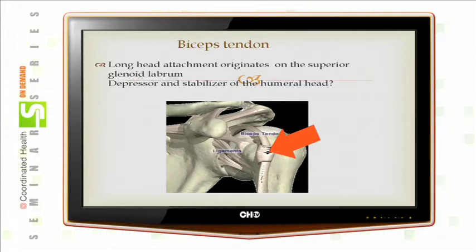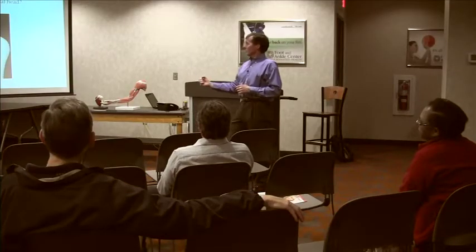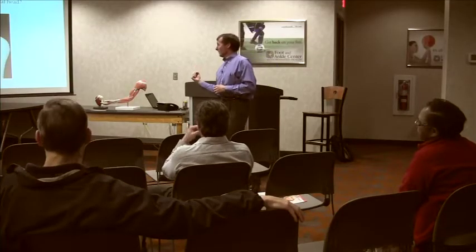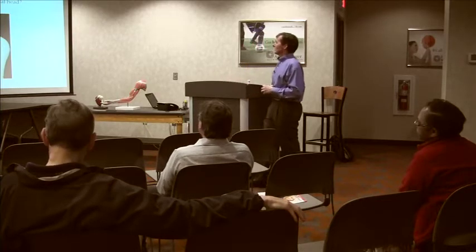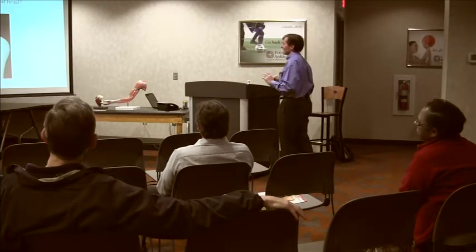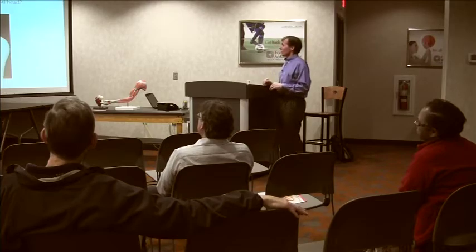Biceps tendon pathology is often missed. It's hard to see on an MRI, and frankly, we're still not quite sure what the biceps tendon does in terms of stabilizing the shoulder. We know it helps the brachialis muscle give strength to elbow flexion, but in terms of its shoulder stability, it's still a little bit up in the air exactly what the biceps tendon does for the shoulder. We do know it can be very irritating though.